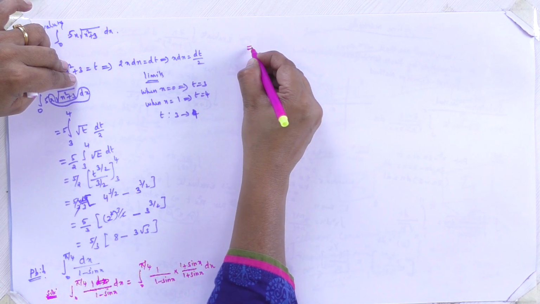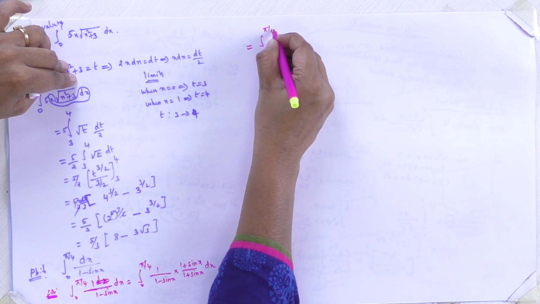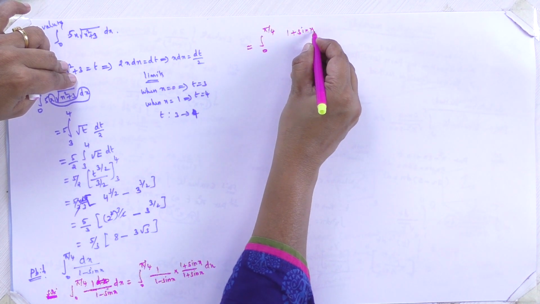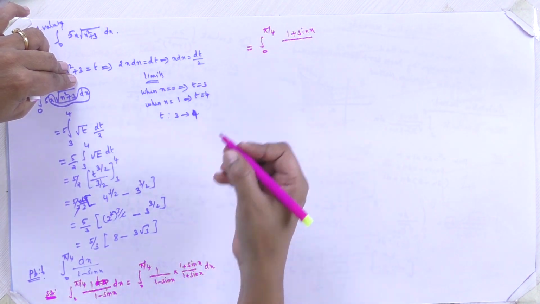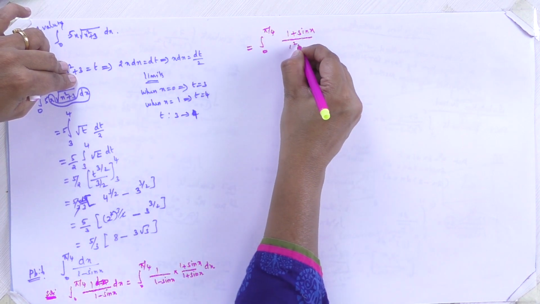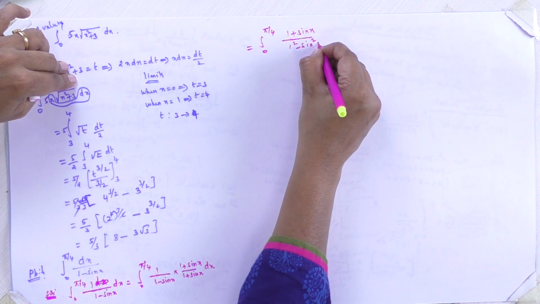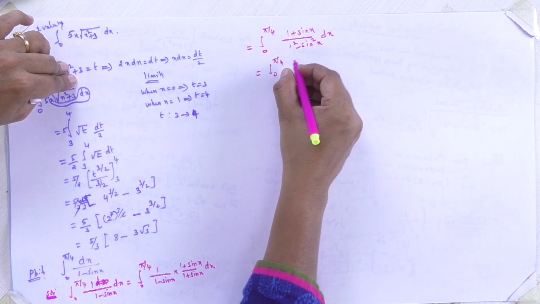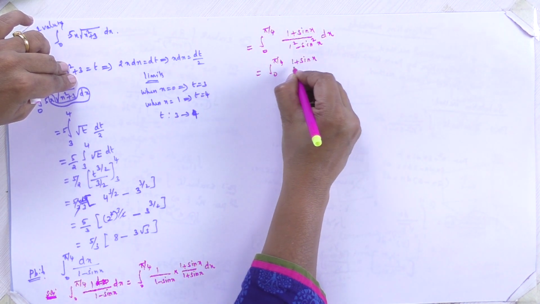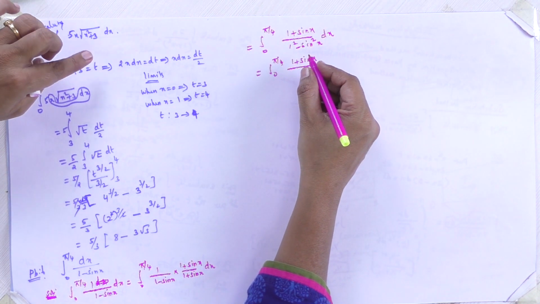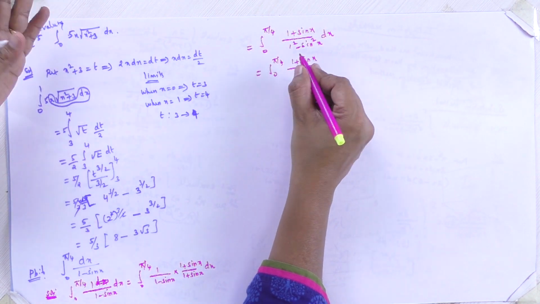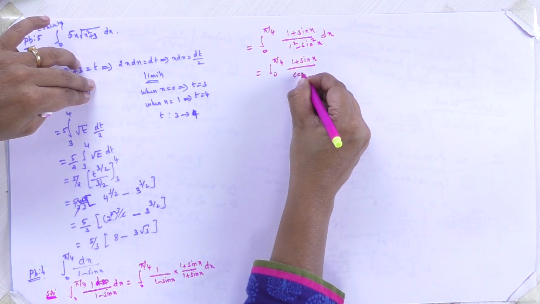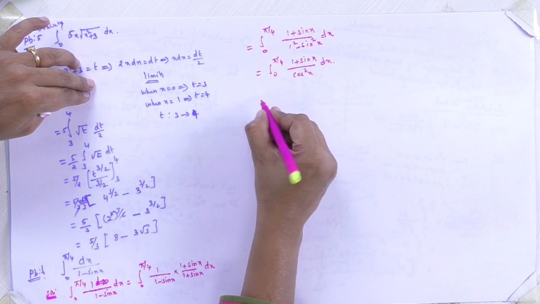So this is equal to integral 0 to pi by 4, (1 plus sin x) divided by (a plus b) into (a minus b), the a square minus b square formula, that is 1 square minus sin square x, into dx. So that is equal to integral 0 to pi by 4 (1 plus sin x) divided by, we know sin square theta plus cos square theta equals 1. So here we are having 1 minus sin square, so it becomes cos square x into dx.